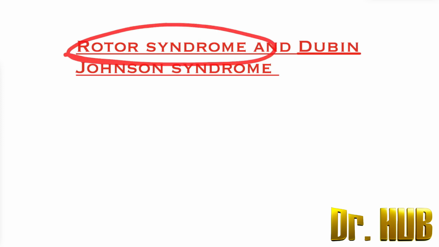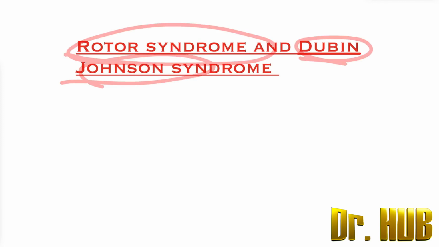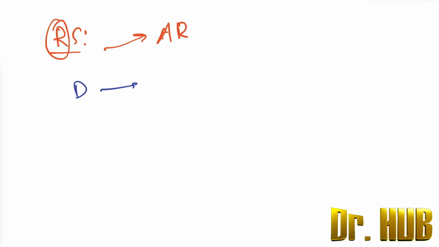We are comparing Rotor syndrome with Dubin-Johnson syndrome. So let's begin with Rotor syndrome. As there is a letter R, it is autosomal recessive. And what will be the defect here? The defect is in the organic anion transport polypeptide.